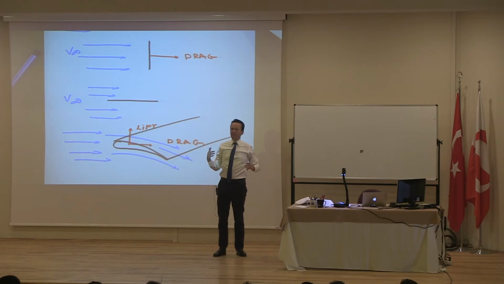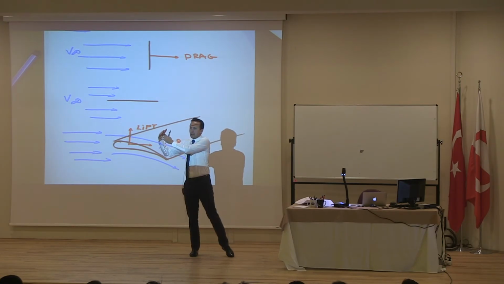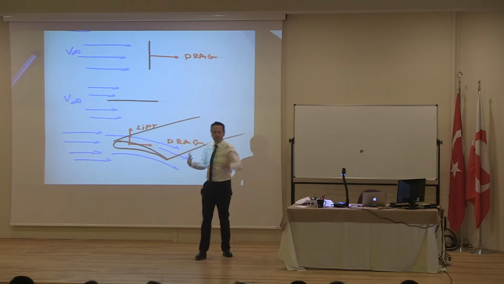So, in an airplane, who accounts for the drag? If we had only drag, the airplane would be going backwards because the drag is pushing you backwards, right? So, who is pulling me forward? The engines.